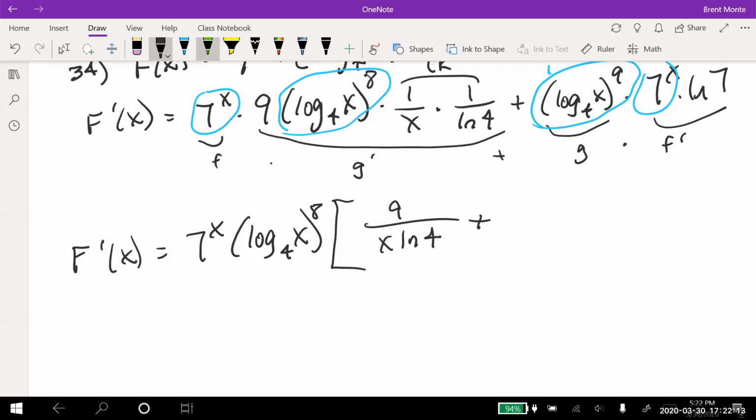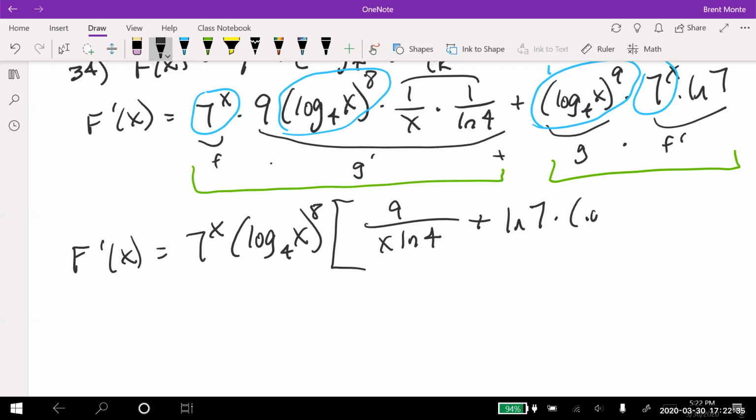That was from all of this. And then when I look at that second piece, let's see what's left. So the 7 to the x is gone. That log base 4 of x to the 9th, I still have one of those left. So I'm going to move the ln of 7 in the front and then say times log base 4 of x. Now notice it's to the first power. We typically don't put the first power, so I'm just going to erase that. But that's what we have left.